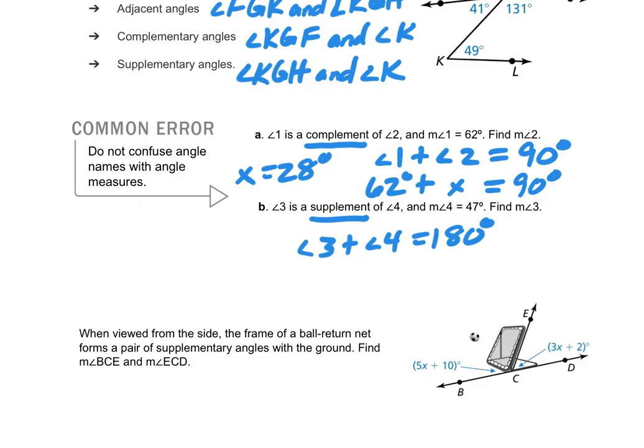We are trying to find angle 3. We know that angle 4 is 47. Since we don't know angle 3, I'm going to call that x. You can use whatever variable you want. Angle 4 is 47 degrees, and they add up to be 180. Okay? So now if we want to try to get x by itself, once again, it's just a one-step equation. We subtract 47 from 180, and we're left with 133 degrees.